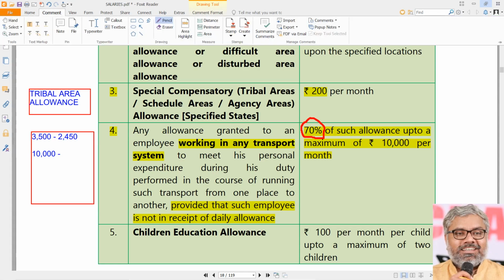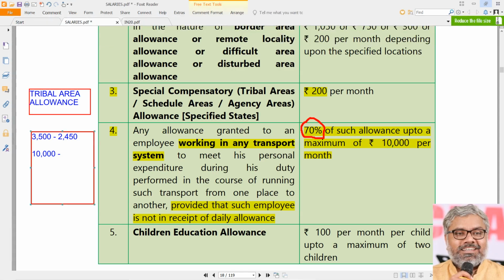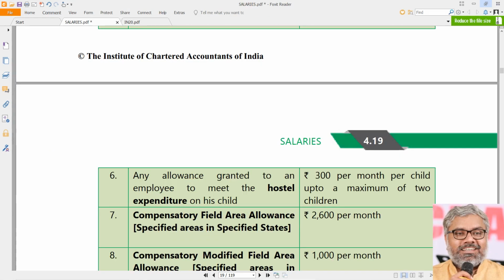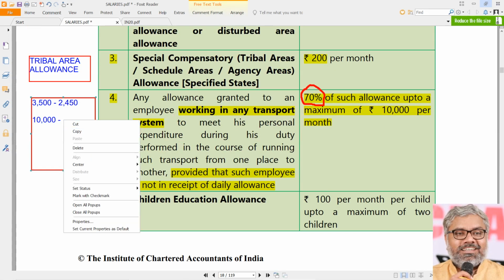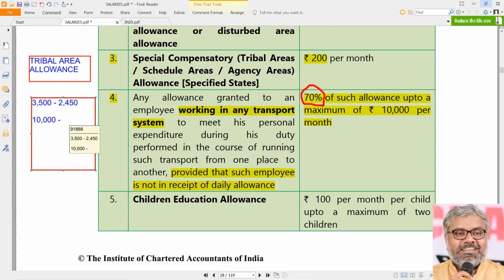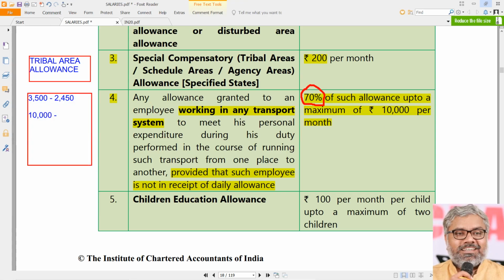70% of that will definitely be 7,000 rupees. So in the 10,000, only 70% will be exempt. That means 7,000 is exempt, and how much will be taxable? 3,000 will still be taxable. So that is another point to be noted. Only 7,000 rupees, 70% only, is exempt.